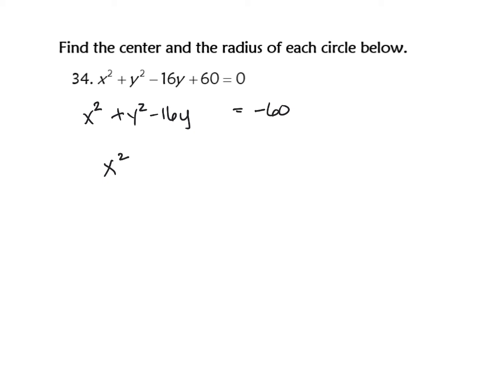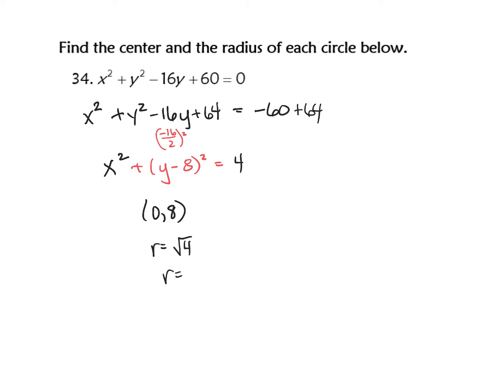So then, in my head, I'm doing negative 16 divided by 2, which is negative 8. Negative 8 squared is 64. I need to add 64 to both sides. Let me write that, just so you know. I did negative 16 divided by 2. Okay, so now when I go to write my parentheses, I'm going to have y minus 8 squared equals, now I have 4. Okay, so let's look at my center. My center lies at 0, positive 8, and my radius is equal to the square root of 4, which is 2.